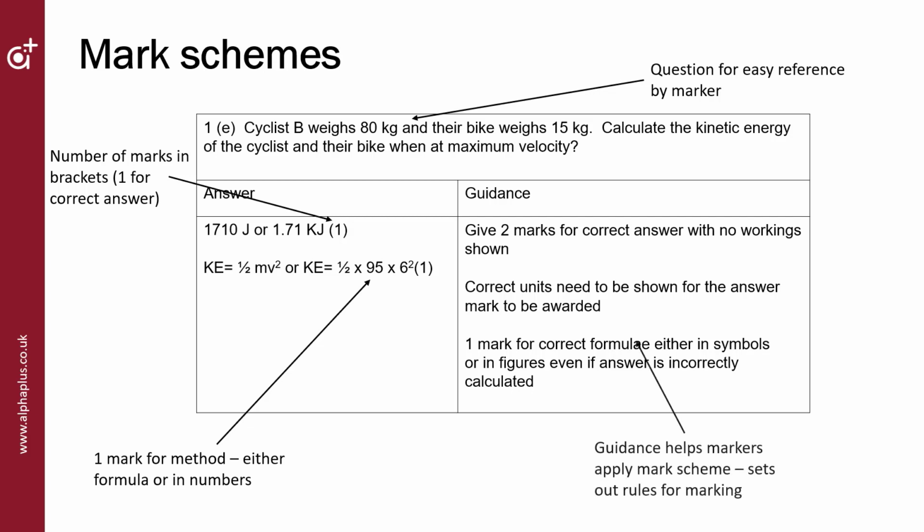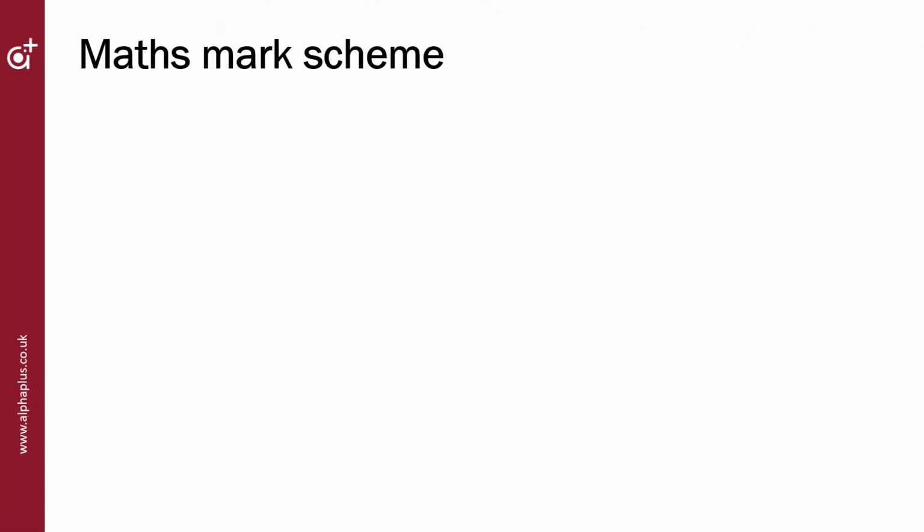The guidance provides some rules for marking. The first column shows acceptable answers, and the guidance states how to award marks if no workings are shown, what to do if no units are given, and what to do if the answer is incorrect, but the formula is right. In maths, the mark schemes work a little differently.